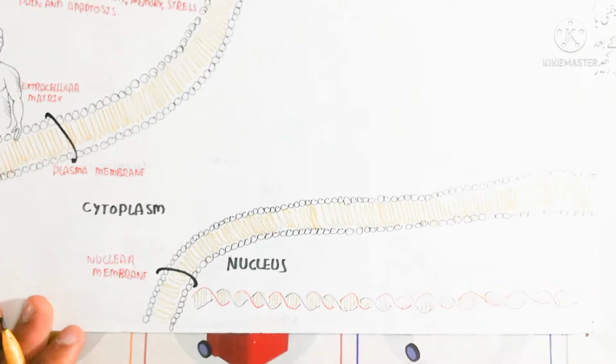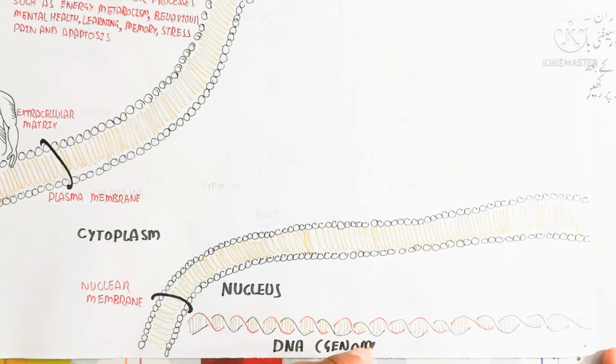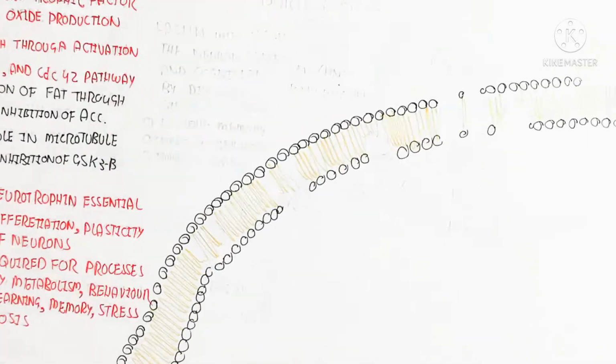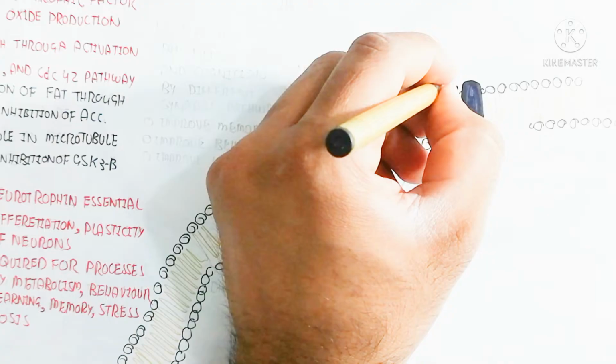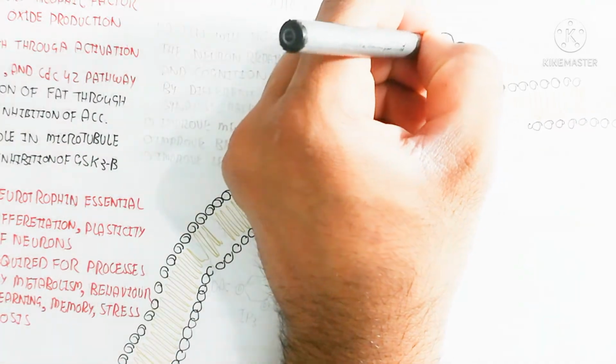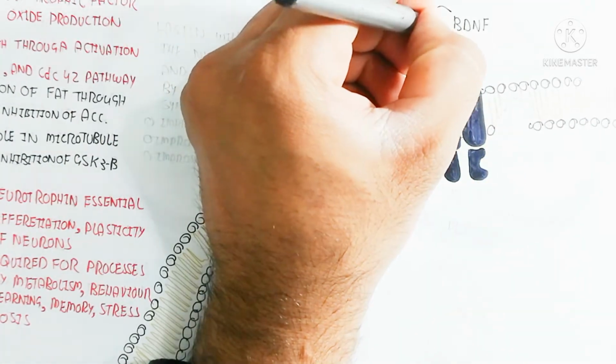So the nucleus, and here is the DNA, which is the genome, the genetic material of the cell. Remember, the DNA is used for transcription to produce the messenger RNA, which is used for translation for the synthesis of protein. So here the extracellular domain contains the tyrosine kinase receptor.